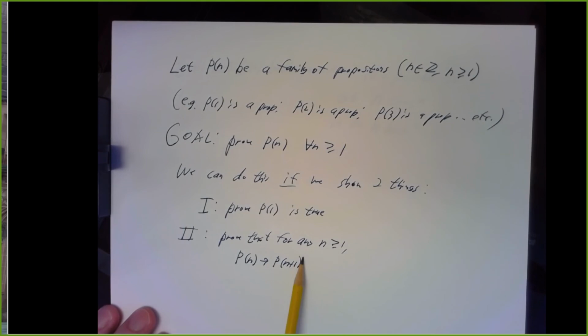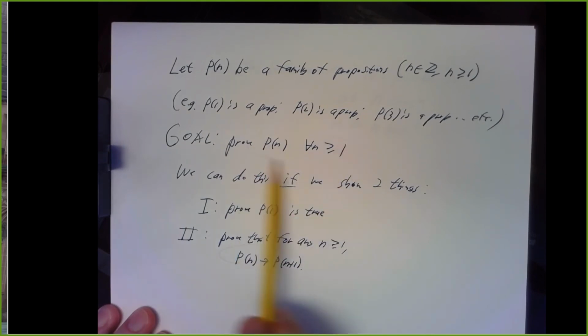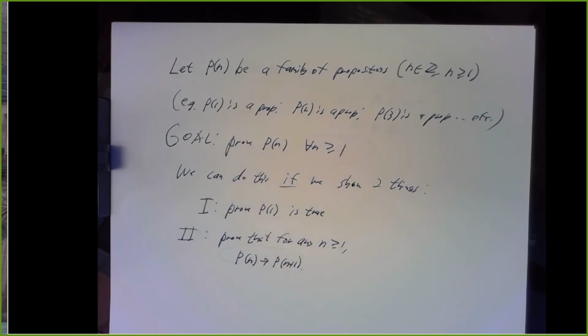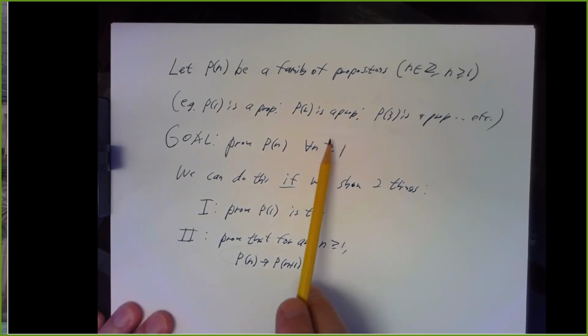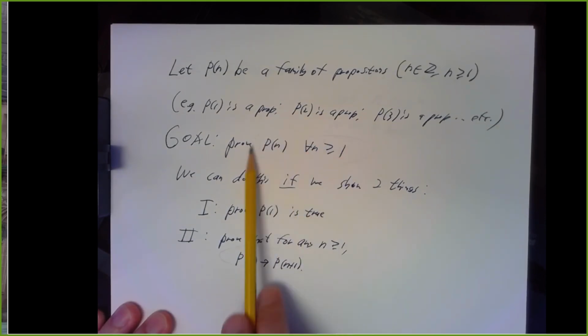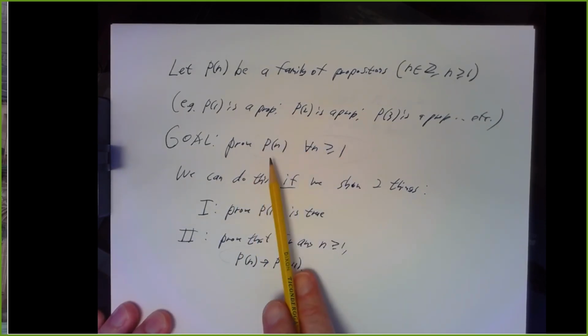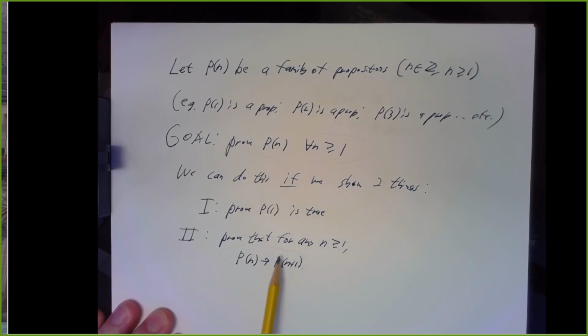And you should note that this is very different from that. This is a really, really strong statement. This says every P of n is true. This is just saying if P of n is true for some given n, then it's also true for n plus 1.